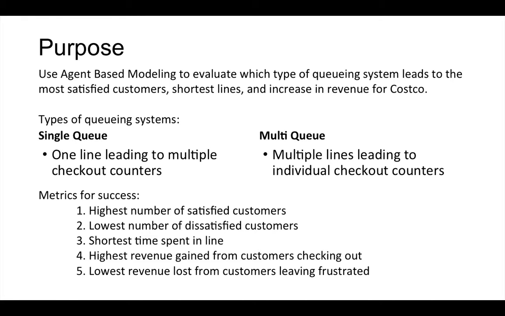We have two types of queuing systems that we're analyzing, which are single queues and multi-queues. There are 5 metrics for success that we're measuring: the highest number of satisfied customers, the lowest number of dissatisfied customers, shortest time spent in the line, highest revenue, and lowest revenue lost.